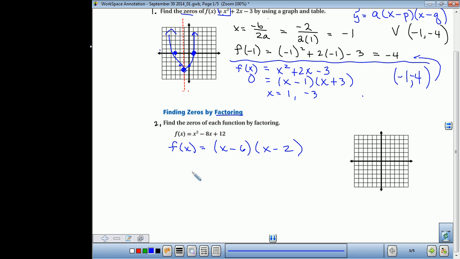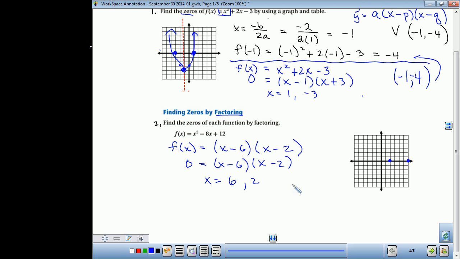So the first thing I did was I found the zeros of the function. And to find the zeros of the function, I'm obviously plugging in 0 for f of x. Now this is a product of two factors, so either factor could equal 0. So if I plugged in 6, I'll get out a 0. If I plug in 2, I'll get out a 0. So I know I have a 0 at 6 and at 2. Where's the vertex? What's the x value at the vertex?